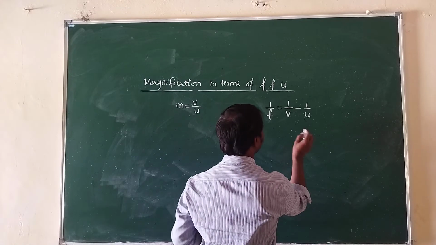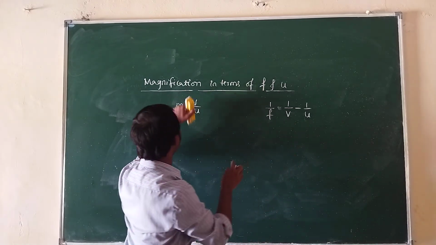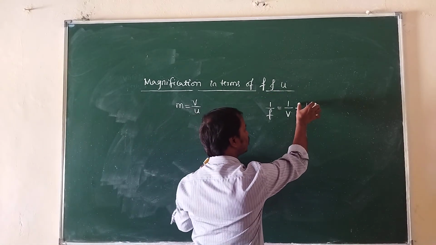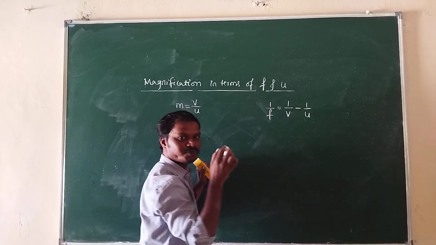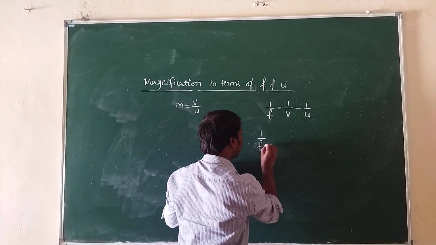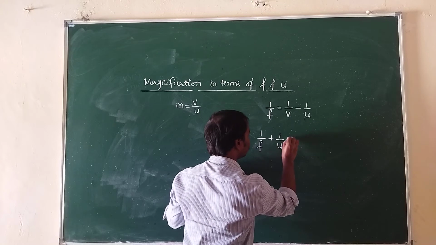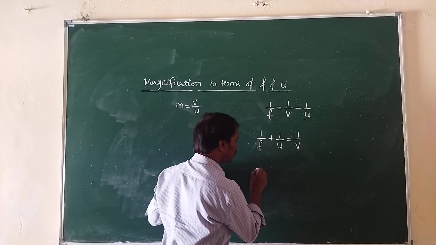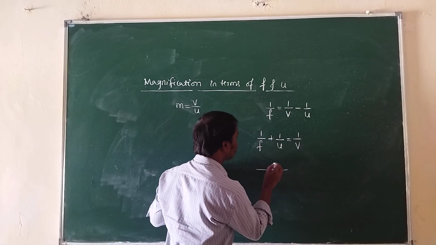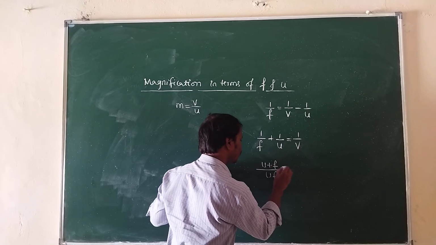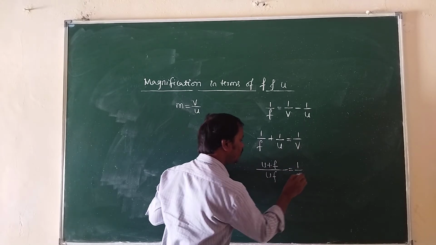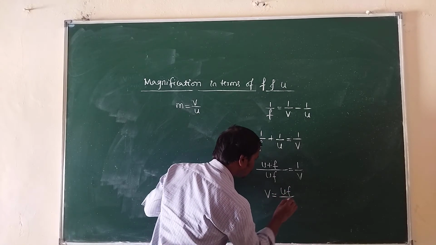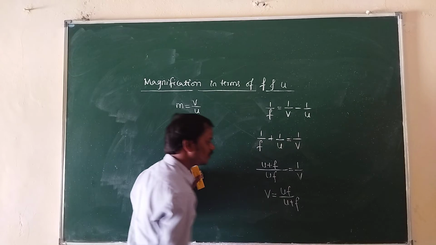Now next, we are going to replace v here because we need magnification in terms of focal length and object distance. Let us take minus 1 by u to the left hand side, that becomes plus 1 by u. Then 1 by f plus 1 by u is equal to 1 by v. What is the LCM? LCM is u into f. Then in the numerator you will get u plus f, that is equal to 1 by v. But we need v, then v is equal to u into f divided by u plus f.